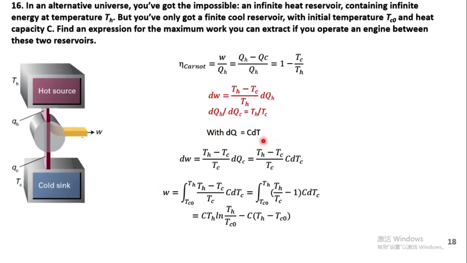So we have this one. After we use this one to replace the dqc there, we have this one equals this one. And after we get this one, we have dW equals this one. Because the question asks for the maximum work we can do, we integrate dW to get W. We integrate this part, and finally we have W equals this. This is the maximum work we can get in this process.